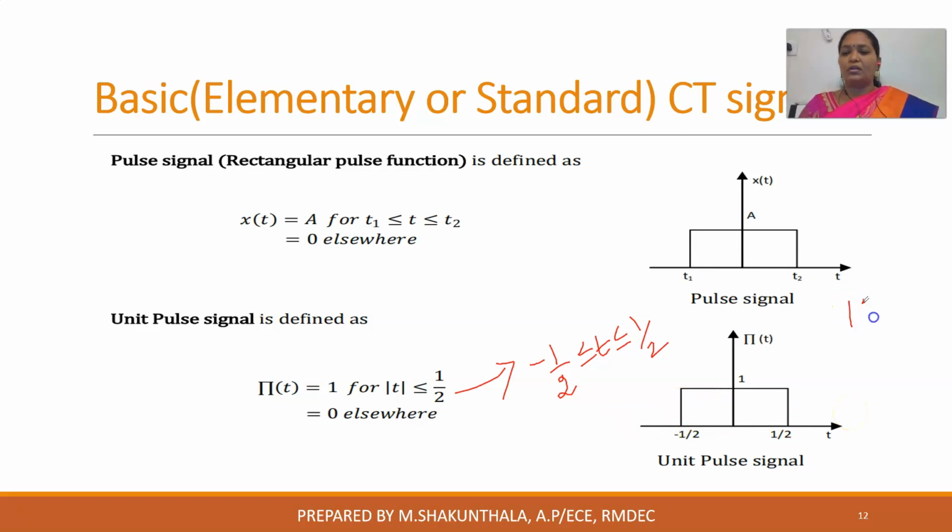So I will give one more example. Suppose you have a pulse like this, how will you write the range? You will write it as minus 3 to 3. So these things you have to remember.